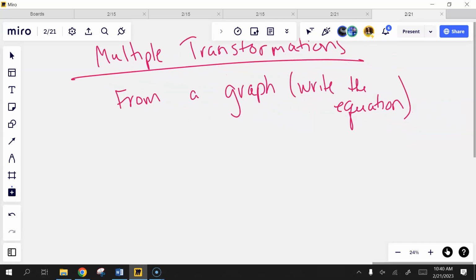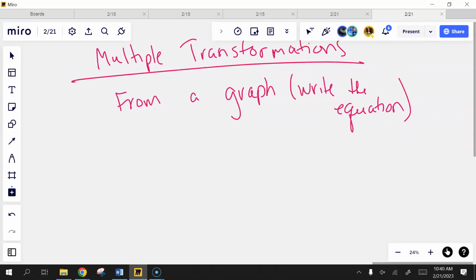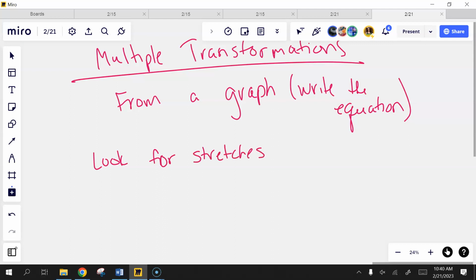Okay. Multiple transformations: whenever we have more than one thing going on at a time and we have to identify what's happening, how do we know the order that we do it, and what do we do given just the graph? So here's what I'm going to tell you to look for first. Look for your stretches and shrinks first. Okay, and I've already shown you how you do that.